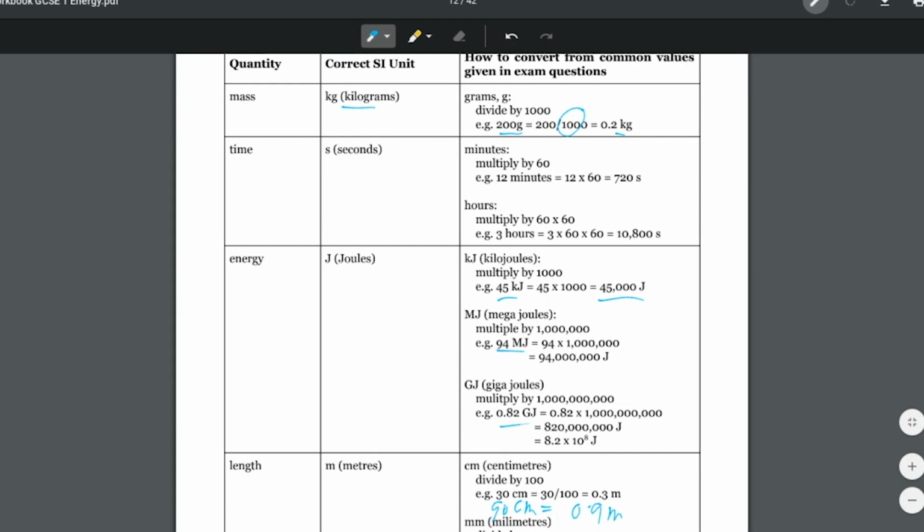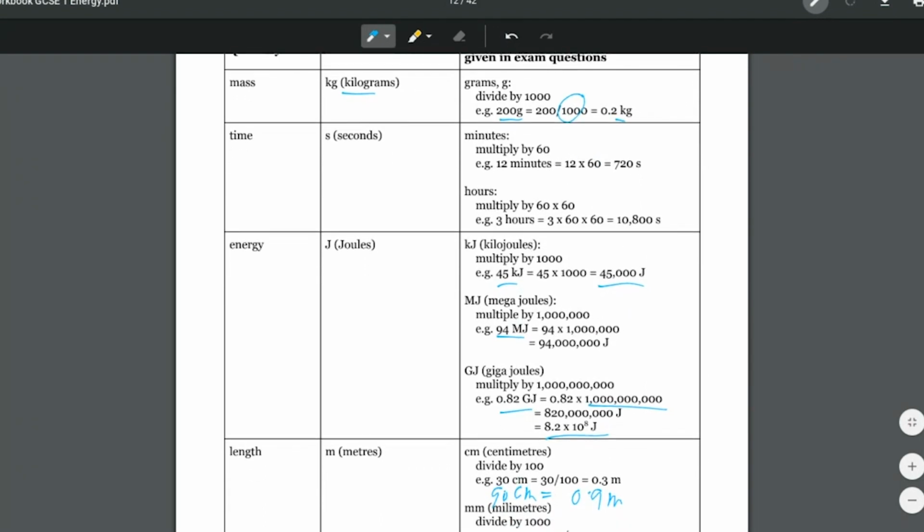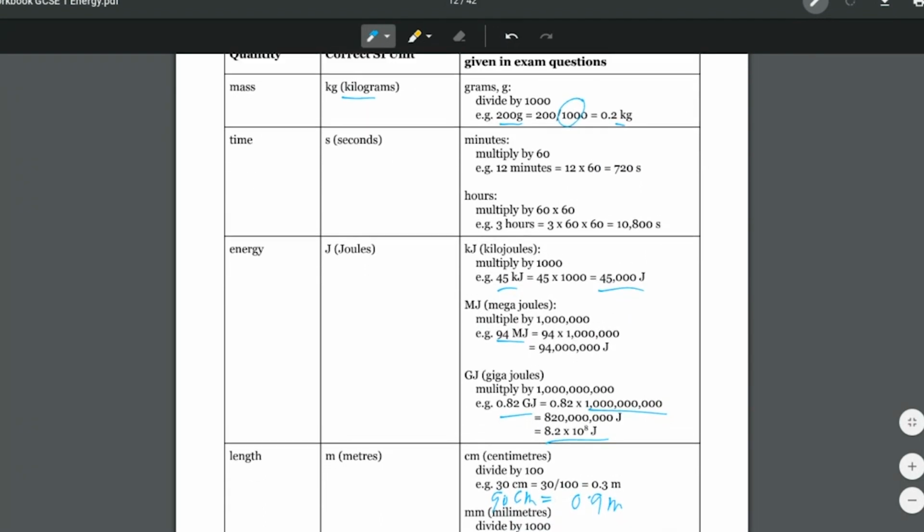So 0.82 gigajoules, for example, would be 0.82 times by a million, gets you 820 million, or in standard form, 8.2 times 10 to the 8 joules. We'll do a separate lesson if you're not confident on doing standard form conversions.